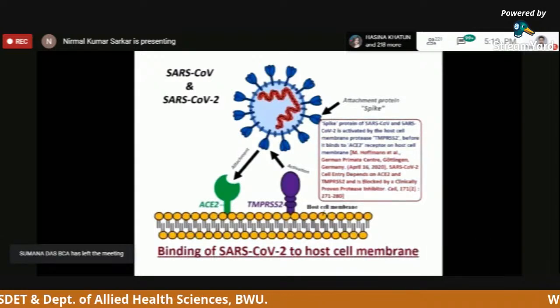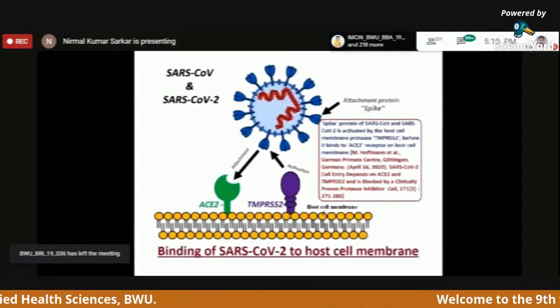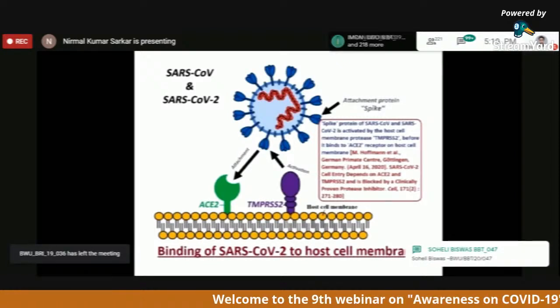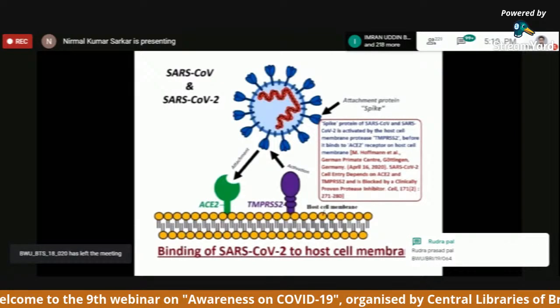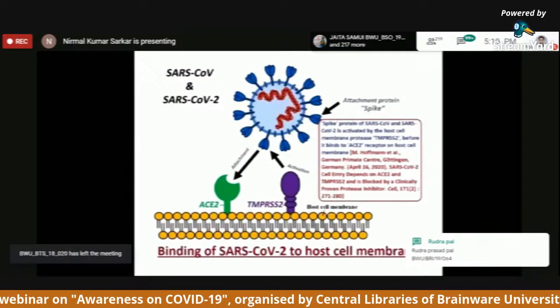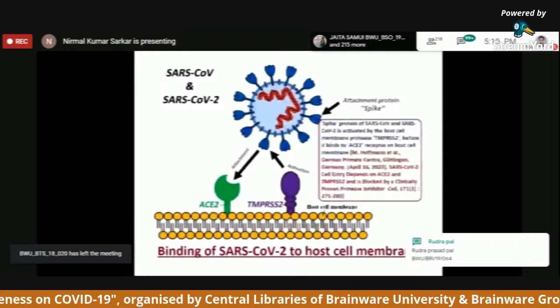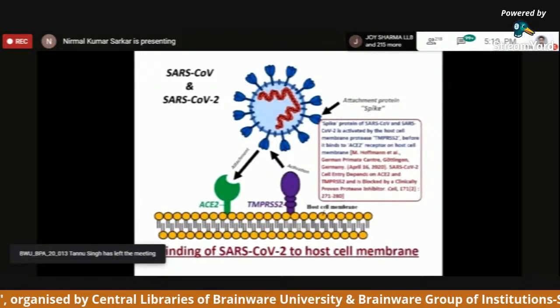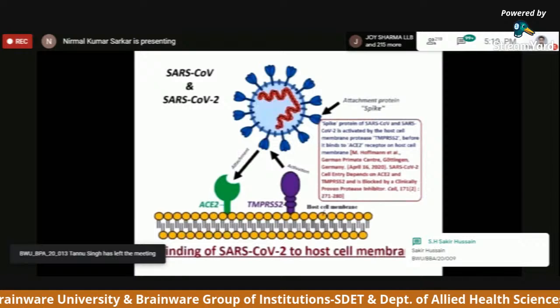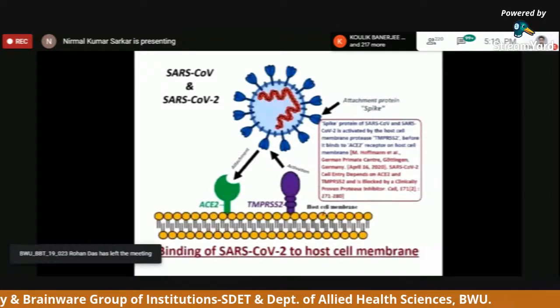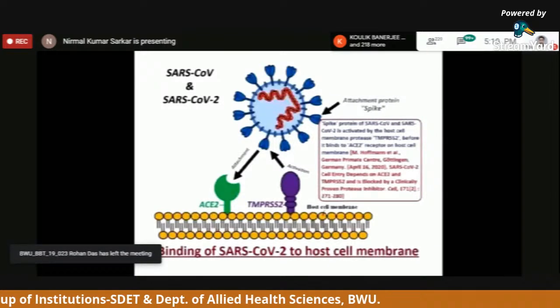Violet color, you can see TMPRSS2, a protease lying on the human cell membrane, activates the spike protein on the surface of novel coronavirus. And only then can the spike protein of novel coronavirus bind to ACE2 receptors on the human cell surface.